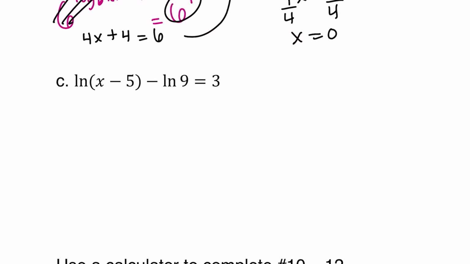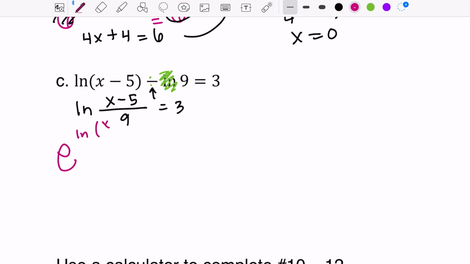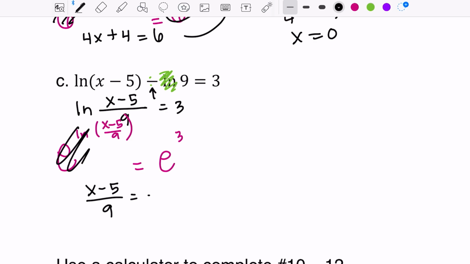Okay, moving on. All right, divide, cross that out. So then we get natural log of x minus 5, using the fraction bar for that division symbol, equals 3. How do I undo a logarithm? I raise it to the exponential with the base. So in that case, if it's natural log, it's log base e. These undo each other. So I have (x minus 5) over 9 equals e to the third.